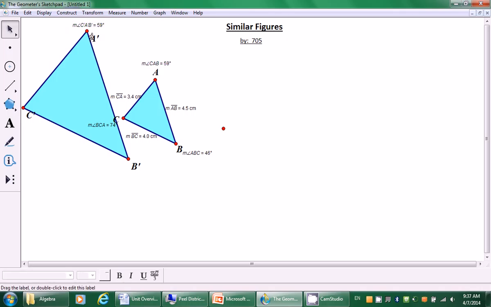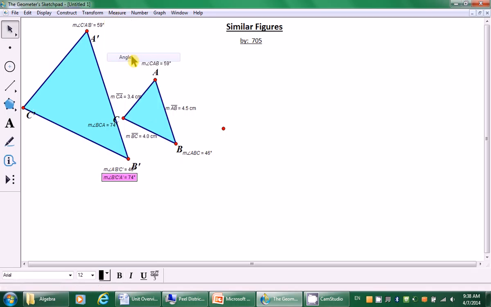Alright, let's go to the next angle measurement. So I'm going to go A prime, B prime, C prime, and measure angle. I'm going to bring that measurement down here, and I want you to notice the relationship between angle ABC, 46 degrees in my diagram, and angle A prime, B prime, C prime, which is 46 degrees. In other words, these two angles are congruent. Alright, let's measure the last angle, angle B prime, C prime, and A prime.